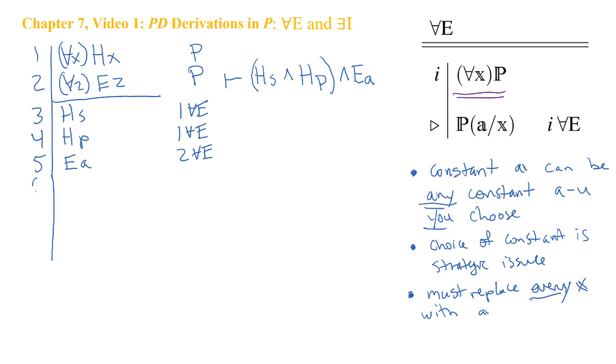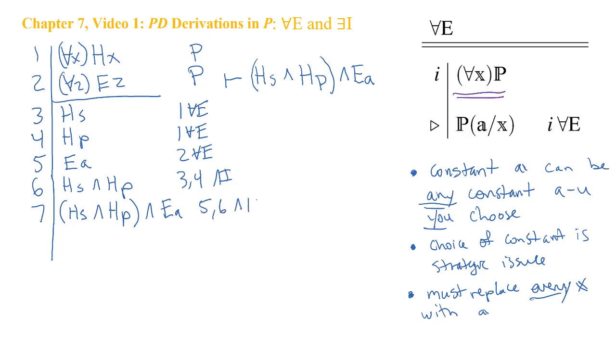Now we just need to create the conjunction that we want. We put Hs and Hp together from 3, 4, wedge introduction, and then put that together with line 5. We get Hs and Hp and Ea, and that is just 5, 6, conjunction introduction, and we're done. There are not a lot of interesting things we can do quantificationally with just the one rule, but let's look at one more quick example.